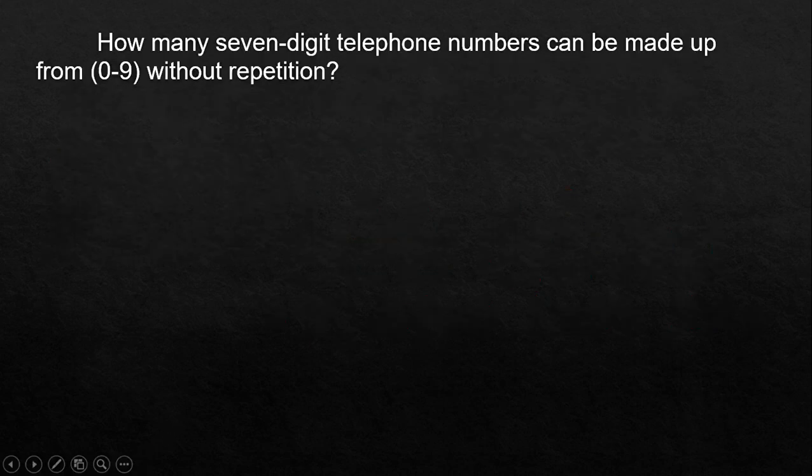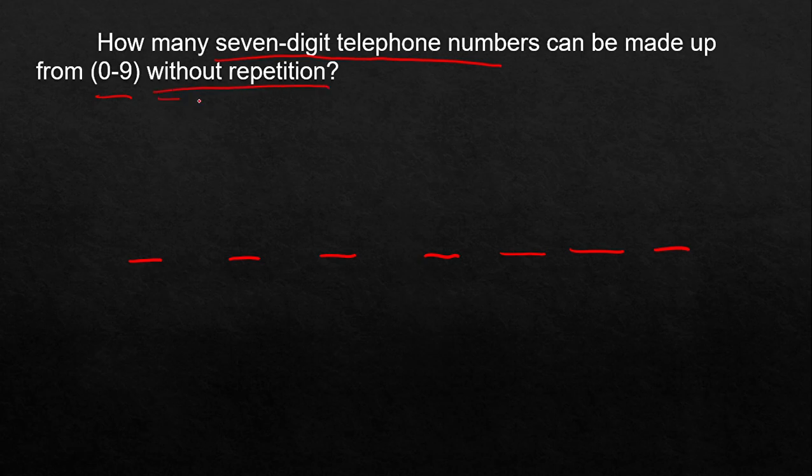Next, how about this one? How many 7-digit telephone numbers can be made from 0 to 9 without repetition? In this problem, you have to create 7-digit telephone numbers. Let us list them: 1, 2, 3, 4, 5, 6, 7. The digits can be made from 0 to 9, so we have 10 digits, without repetition. This is the condition.